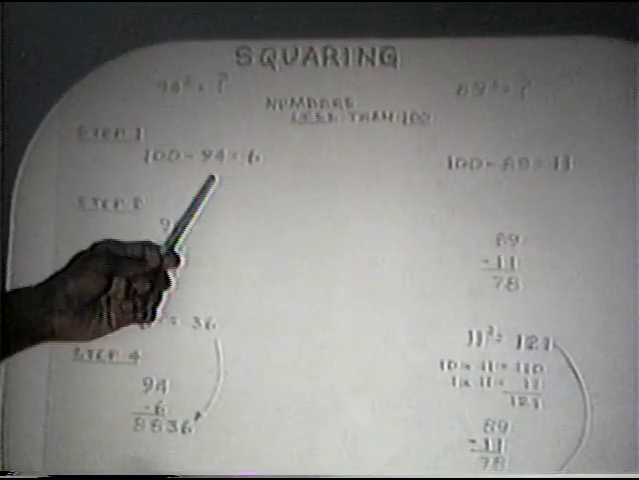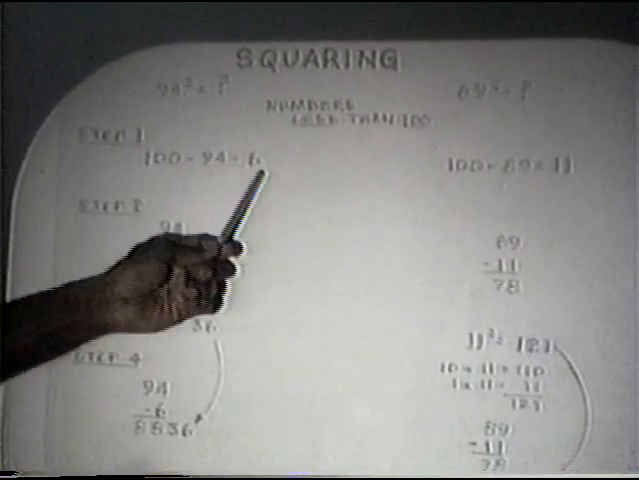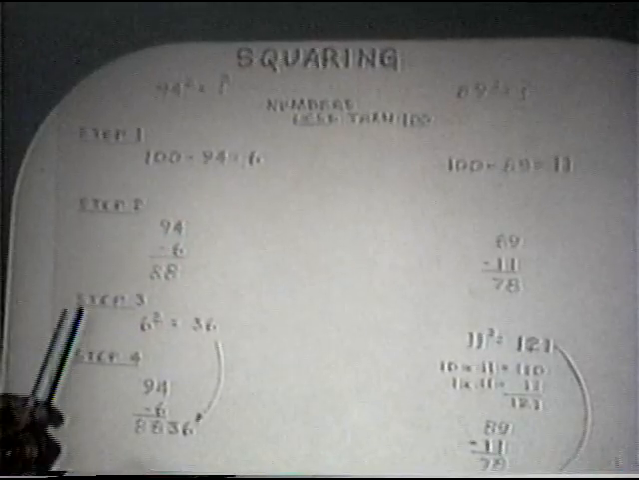Now, let's go and square some other numbers. Now we're going to square numbers that don't end in 5. Say, if I would ask you what is 94 times 94? These are numbers less than 100. How do we do that? The first step, we find out what you have to add to 94 to make it 100. We have to add 6 to 94 to make it 100.